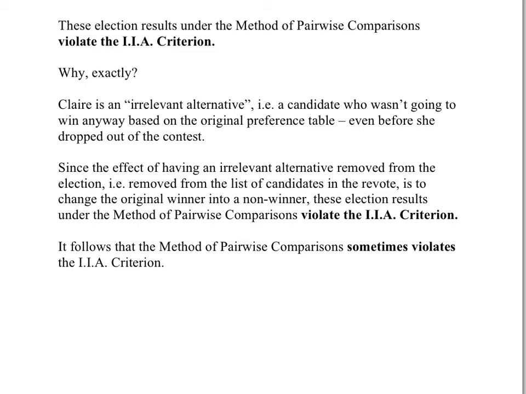Therefore, we conclude that this method sometimes violates the I.I.A. criterion. It turns out that all of the methods we have considered thus far sometimes violate the I.I.A. criterion. What does all of this have to do with fairness as such? Well, think of it from Anne's point of view. If you were Anne and you won that original election, and then, just because Claire got disqualified, you ended up losing in the end, think how outraged you would be at the unfairness of that result.